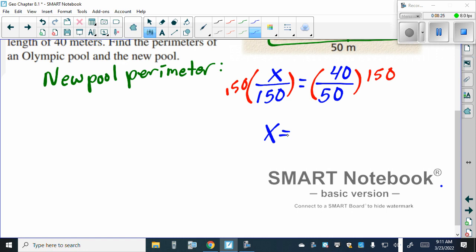Well, luckily this multiplication is not too bad, because we're saying 150 divided by 50, yes? What's 150 divided by 50? 3. So we're really saying 3 times 40. So the new perimeter is 120 meters.